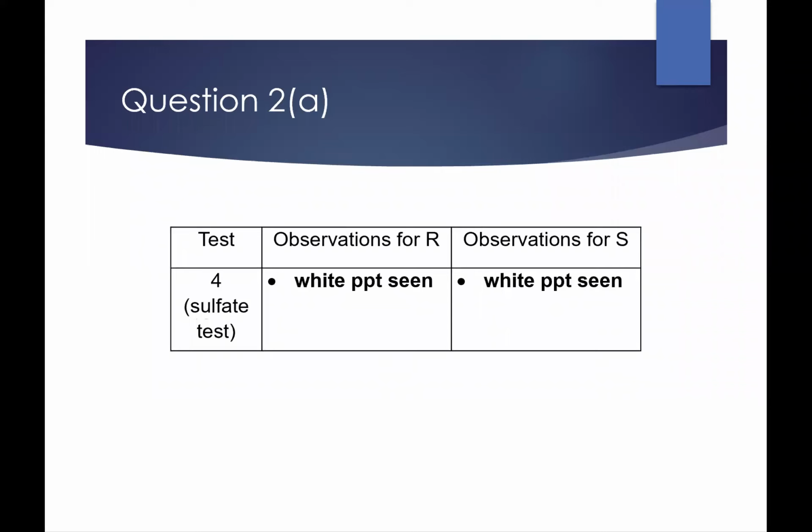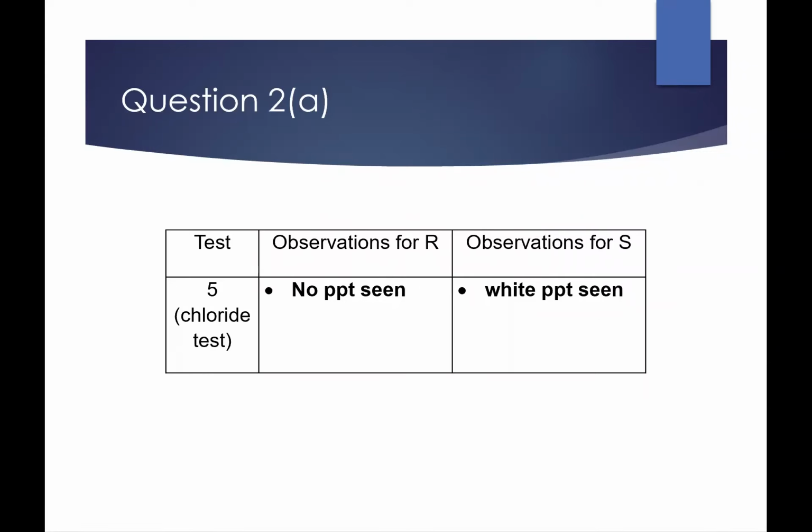Now, test 4, your sulfate test with your barium nitrate solution. Same thing, because this is a sulfate test, there is no need to test whether it is soluble in excess or not. Just write white precipitate seen if there is a white precipitate, or if there is no precipitate, write no precipitate seen, no PPT seen. Okay, no need to write whether it is soluble in excess or not, because solubility test is only for cations, not for anions. Okay, test number 5, your chloride test. Same thing. If you see a precipitate, just indicate it there. No need to say whether it is soluble or not. All right.